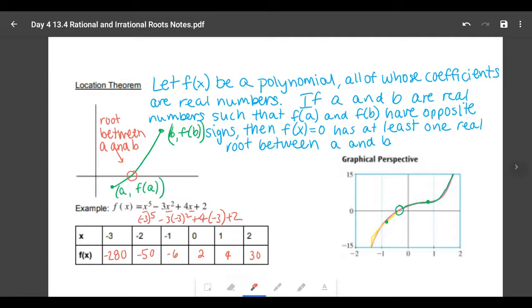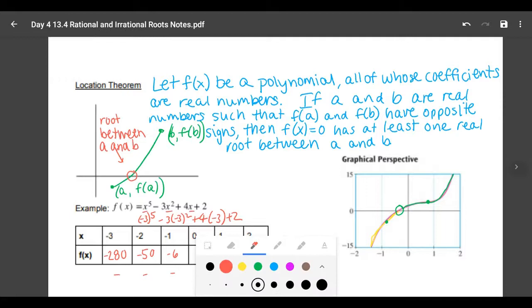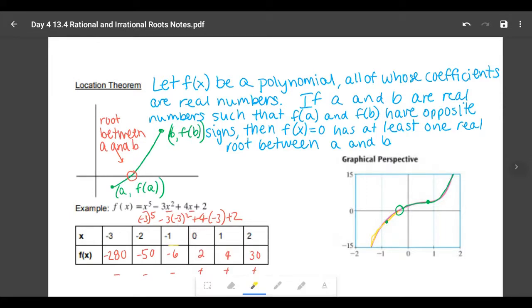Well, let's take a look at our outputs. So we have a negative, a negative, a negative, a positive, a positive, and a positive. So because I noticed that there's a sign change here between the negative and the positive value, I know that there has to be at least one real root somewhere between negative 1 and 0. And if you go and look at the graph, that's what shows this. So there is a root somewhere between negative 1 and 0. We'll talk about later how to actually find that. But for now, you can at least identify that.